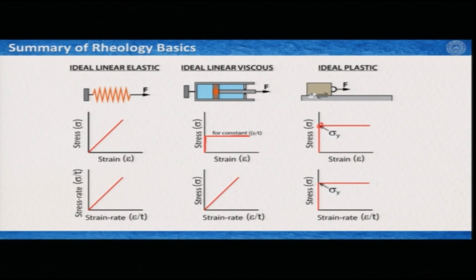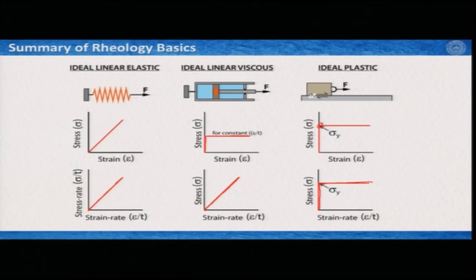Now, the stress rate versus strain rate plot for ideal linear elastic material is exactly the same way you have stress versus strain, but in linear viscous and ideal plastic materials we do not plot stress rate, but we plot stress versus strain rate. In this case this is linear, and in this case this is not linear, but it looks exactly similar to the stress versus strain, because it is strain rate independent if your material is ideally plastic.